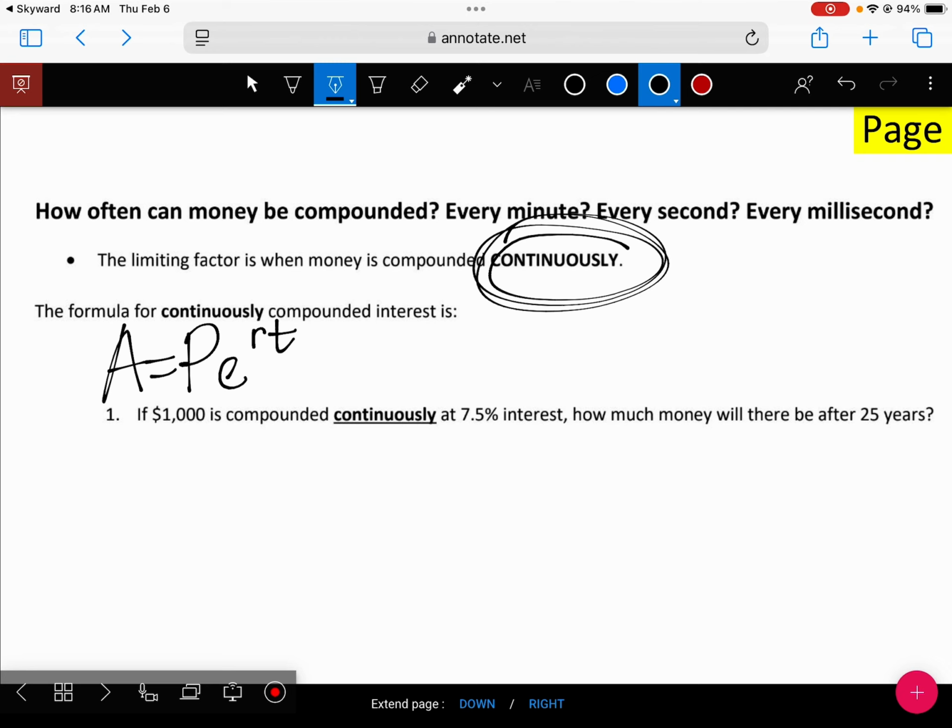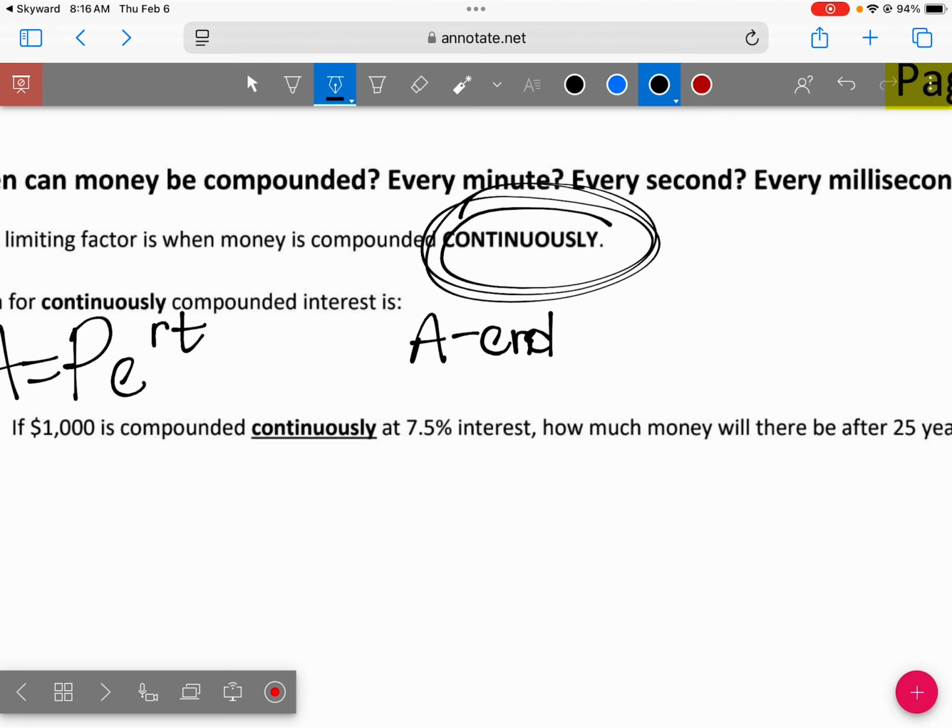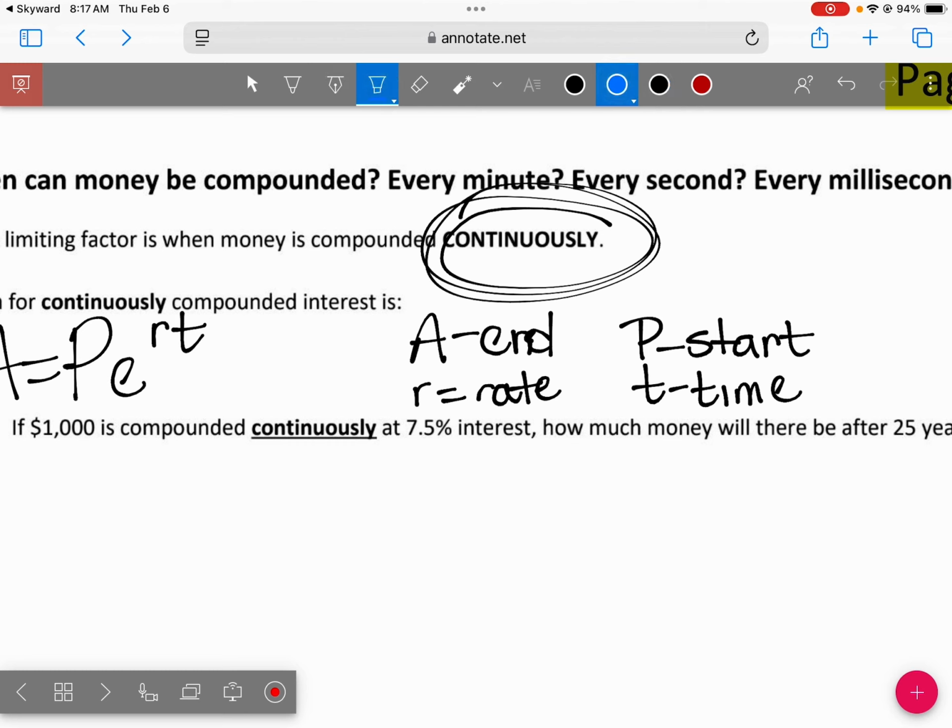Now, remember yesterday I introduced you to E, which is pi's second cousin twice removed. We don't really talk about him, but he's still important. We're going to use that a lot today. So in this formula, A is still going to be your end. P is still the start. R is still the rate. And T is time. And this E that you see in this equation, that's that E button that I introduced you to yesterday.